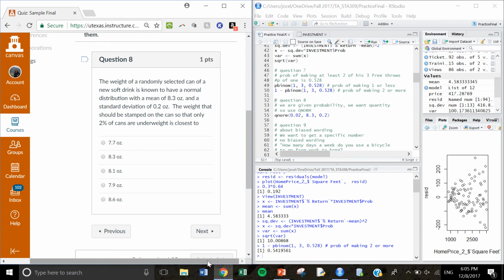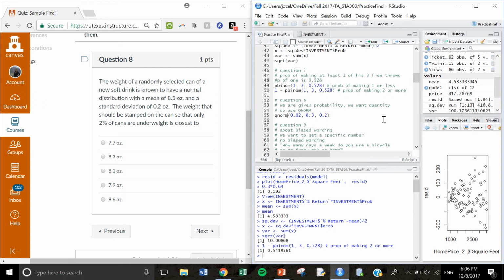Question number 8. The weight of a randomly selected can of a soft drink has this mean and this standard deviation. And it's saying the weight that should be stamped on the can so that only 2% of cans are underweight is closest to one of these numbers. So this is a normal question because it's continuous, and we're seeing that the weight that 2% of cans are underweight. So that's the bottom 2% of a normal curve. So I'm looking for the bottom 2% of this normal curve.